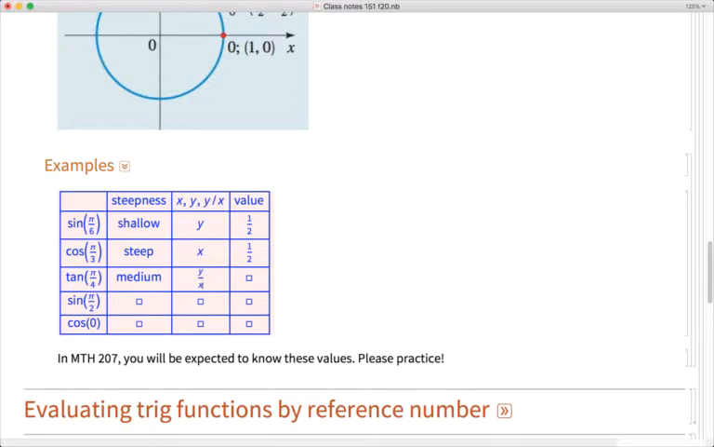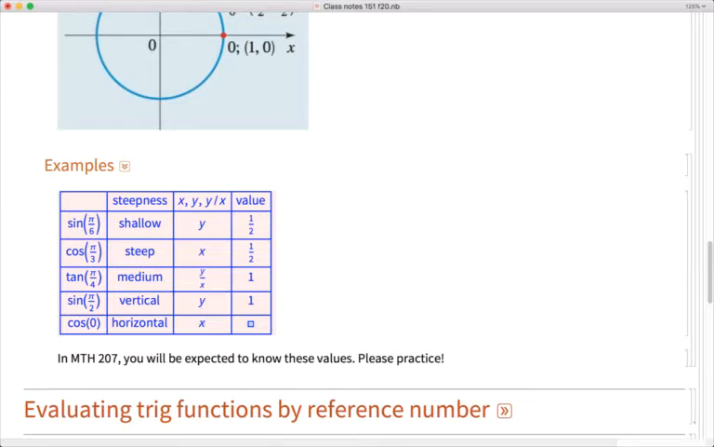Pi over 4, this is the medium. The definition for tangent is that it should be y over x. At the medium angle, the y and x are the same, so that should be a 1. Pi over 2, this is vertical. We want the y-coordinate, so we are straight up. That's the point (0, 1). The y-coordinate there is 1.